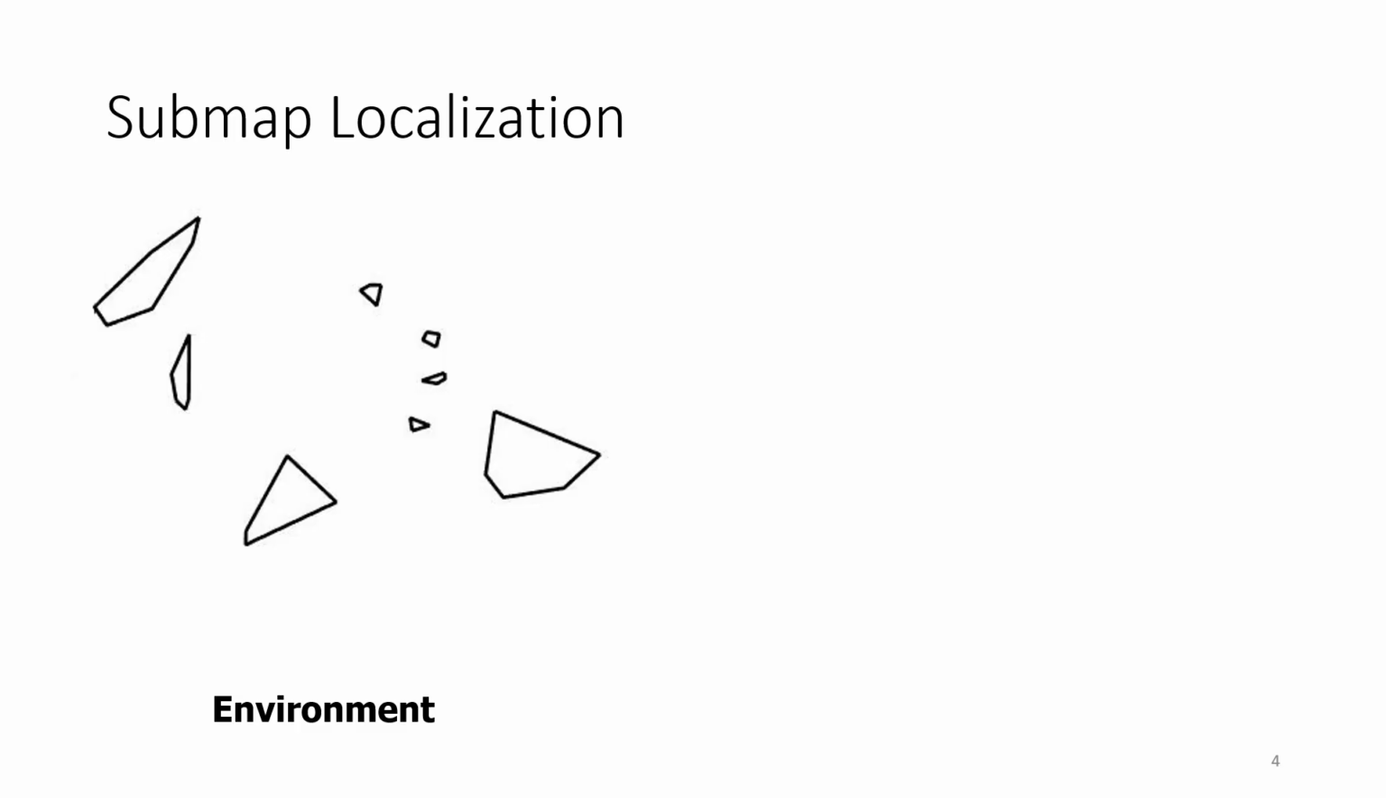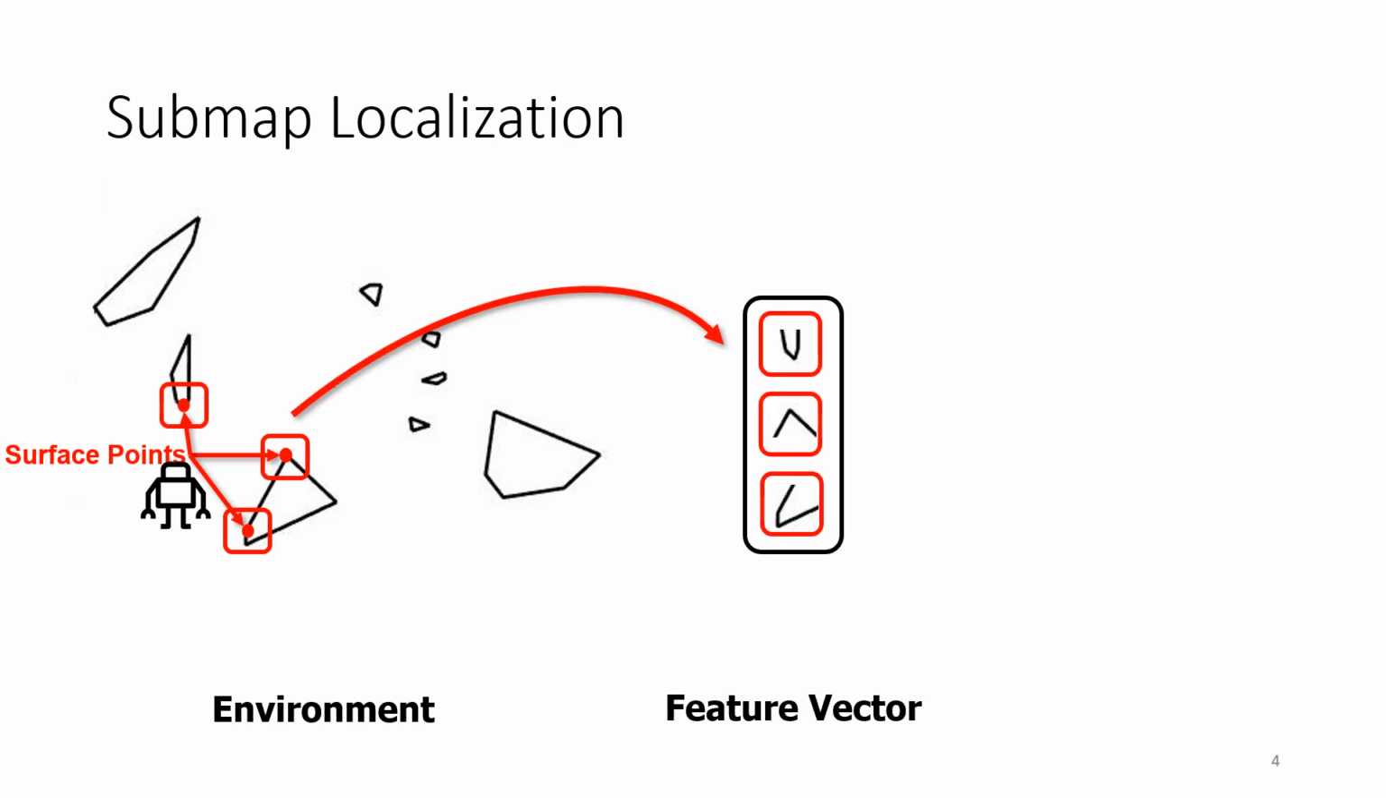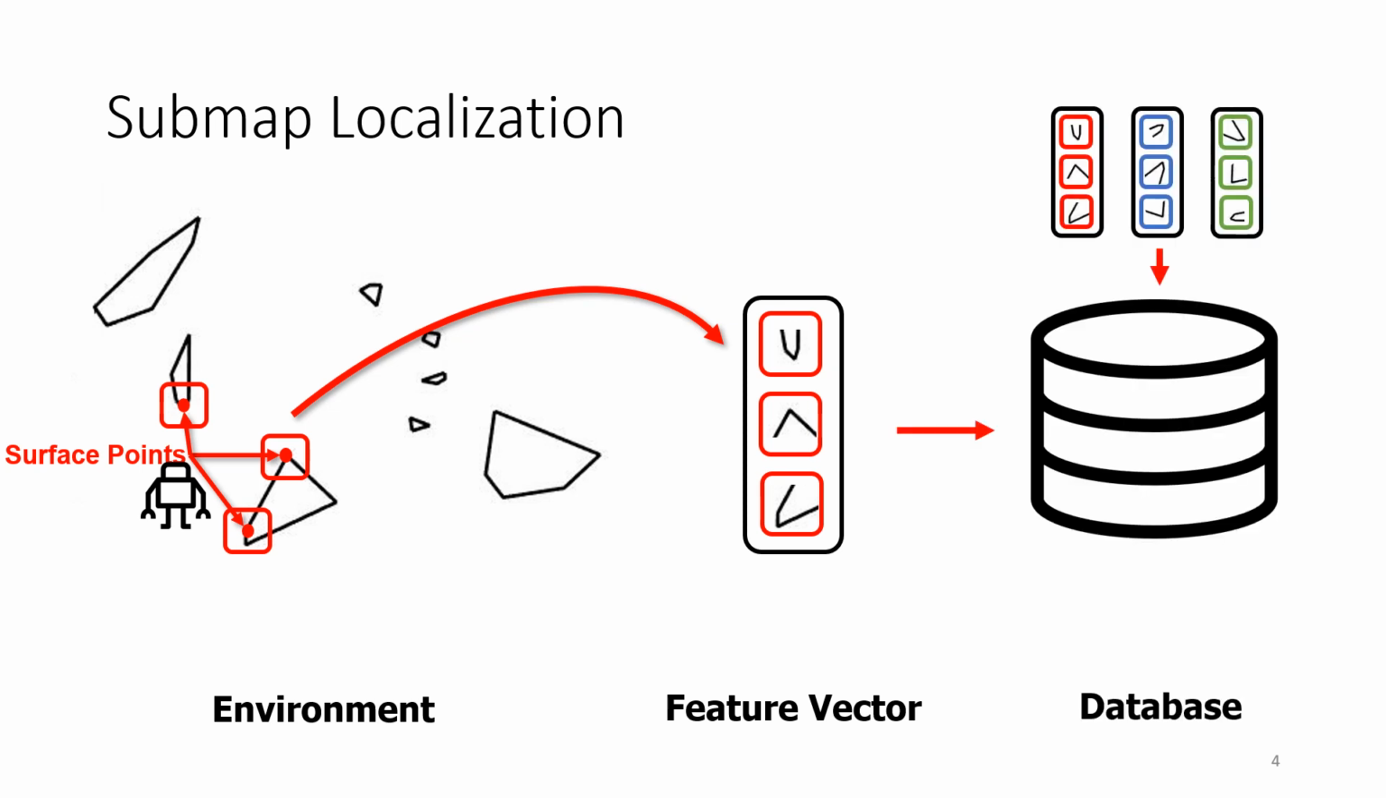Let's discuss the standard approach to this problem in a simplified 2D environment. The agent wants to know where it is in the map. It first picks some interest points on the surrounding surfaces and summarizes its view as a vector of these interest points. We then use this vector to index into a database of previous views. All going well, the database responds with the agent's location.